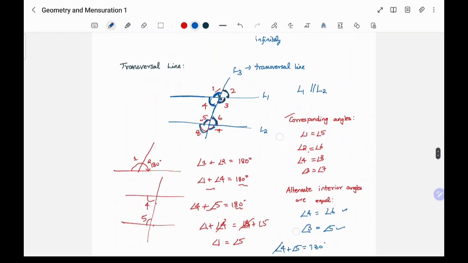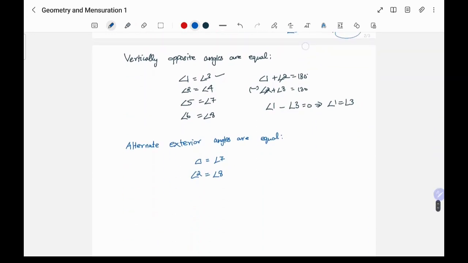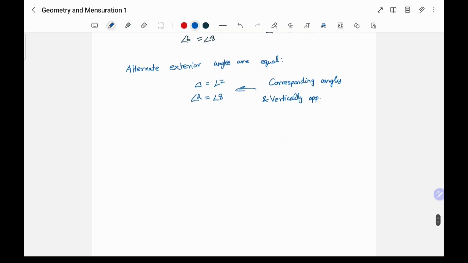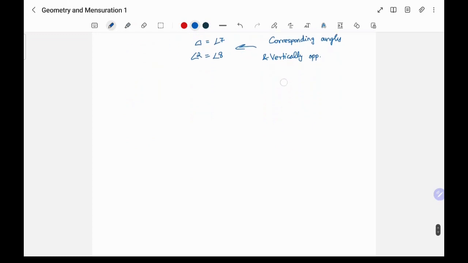So how do you prove this? 1 and 7. If you see, 3 and 7 are equal because of corresponding angles. And 1 and 3 are equal because of vertically opposite angles. So 1 and 7 are equal. So you can use the corresponding angles property and the vertically opposite angles property to prove this. Okay. So this is with the straight lines.